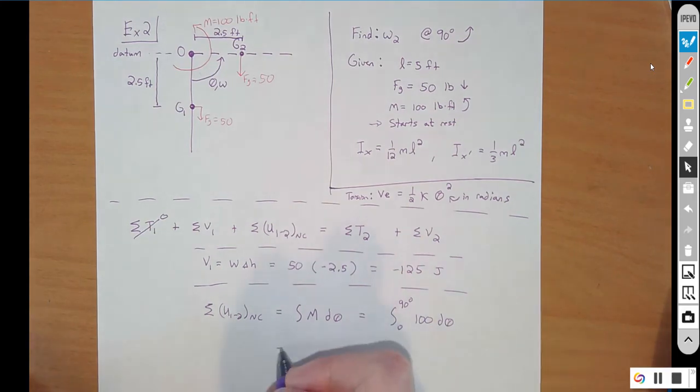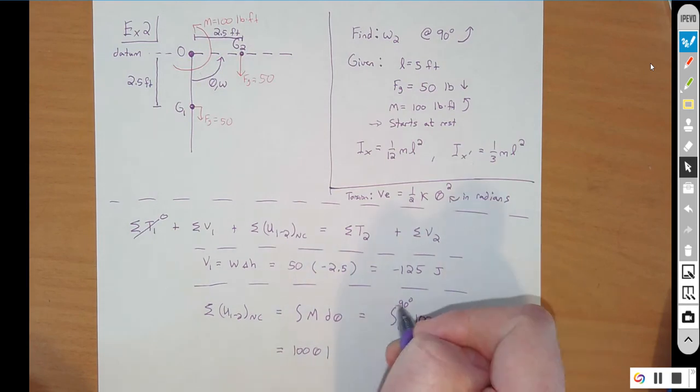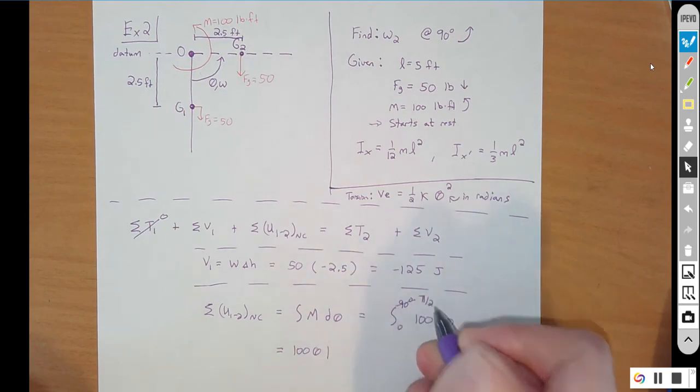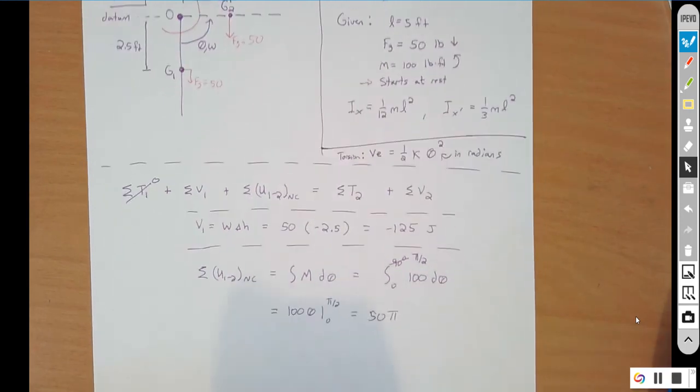So when we solve that, we will get 100 theta from 90 to 0. We don't want to actually use 90. We want to turn this into radians, so that is pi over 2. So then we get our pi over 2 to 0 down here. So we get 100 pi over 2, which is 50 pi. And I could convert that to a number, but we don't really need to for right now.